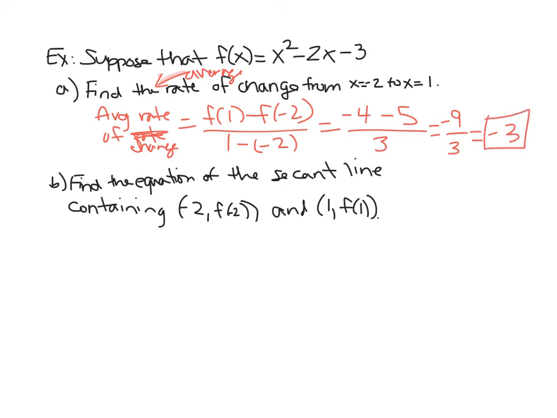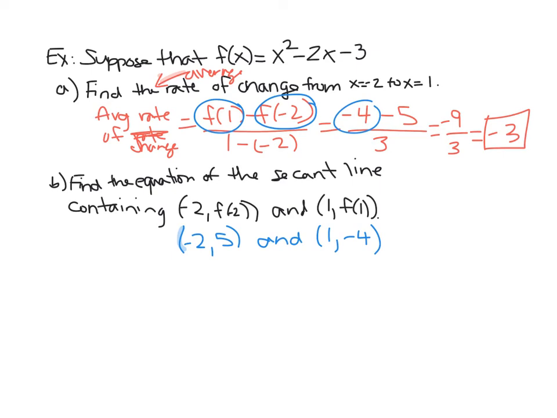So you might be looking at part B and wondering what they are asking for. But actually, we're just finding the equation of the line containing negative 2, comma, f of negative 2. We just found f of negative 2. We figured out that it was 5. And then also 1, f of 1. We just found f of 1. We figured out that it was negative 4. So basically, we're just finding the equation of the line containing these 2 points.